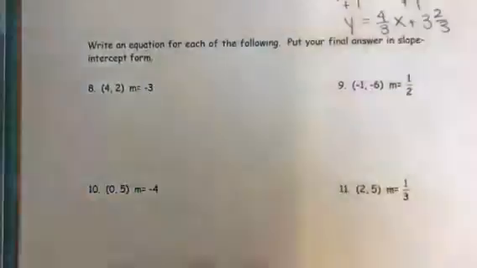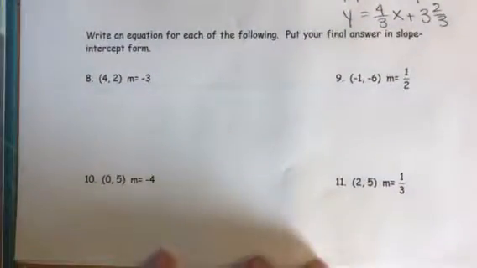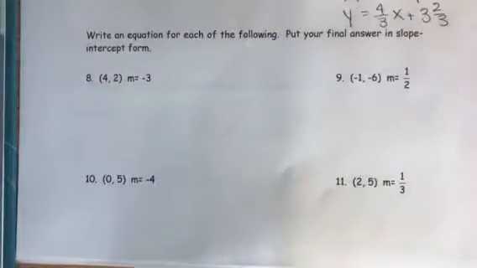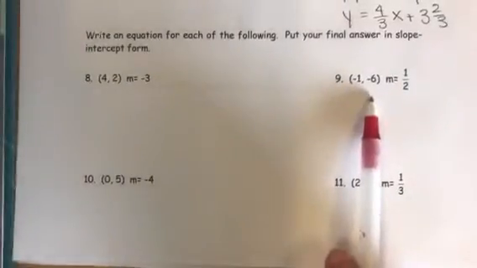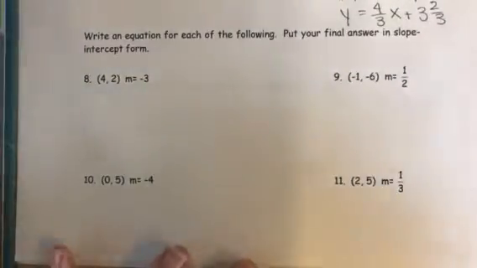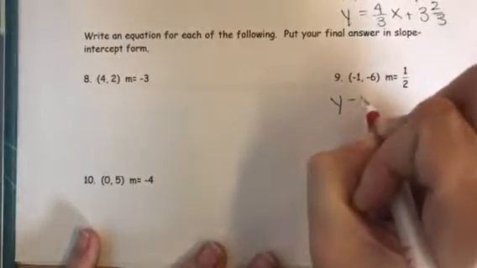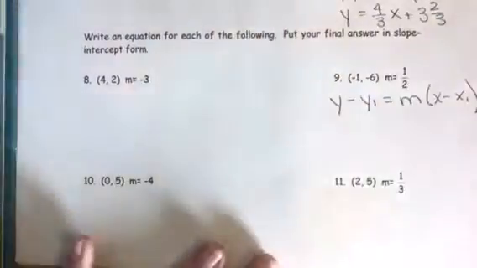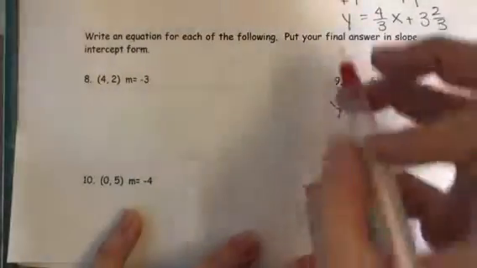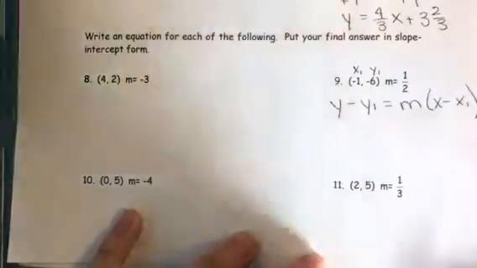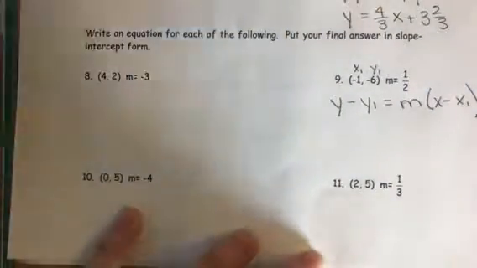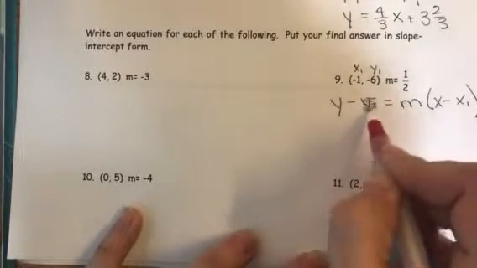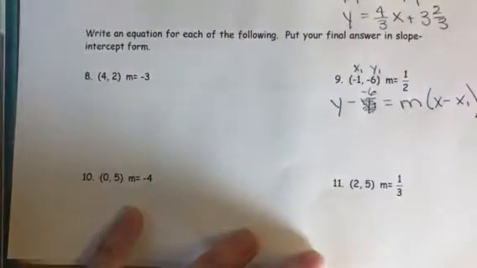Okay, let's jump down to the next section. So in this section, we're given a point and a slope, and it's our job to plug it into point slope form. Let's look at number 9. If we're going to plug this into point slope form, we're plugging it into y minus y sub 1 equals m times x minus x sub 1. We know that an ordered pair is x sub 1 comma y sub 1. So this tells us we want to replace y sub 1 with negative 6. So this is going away, and in its place we're putting a negative 6.